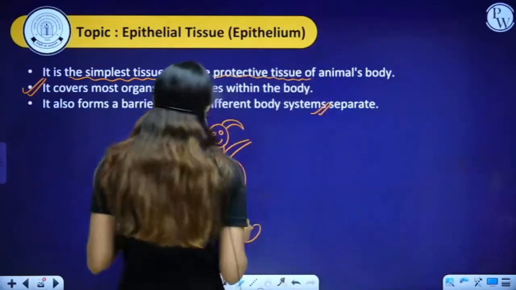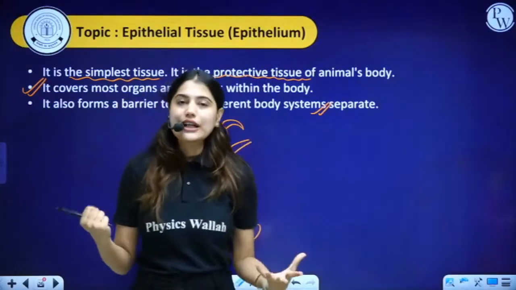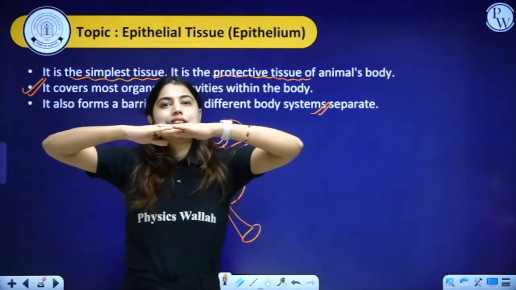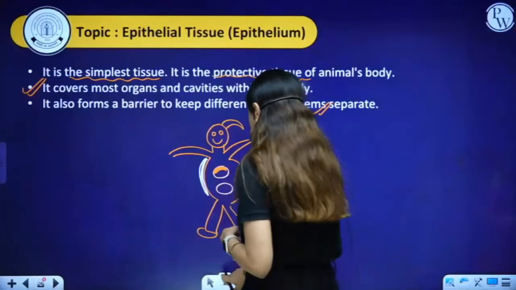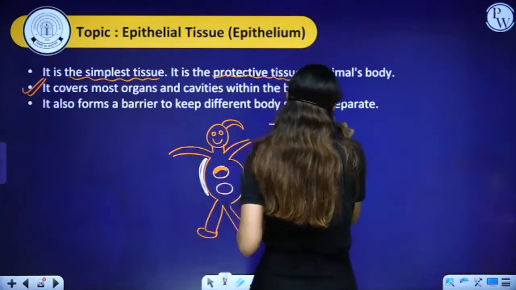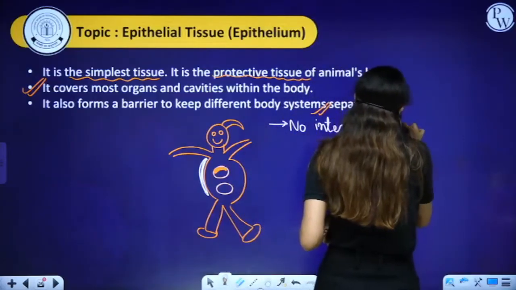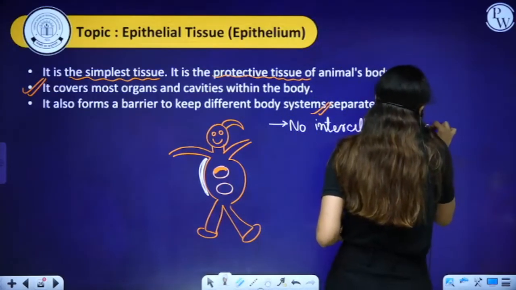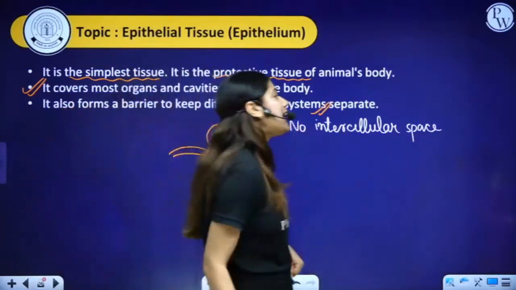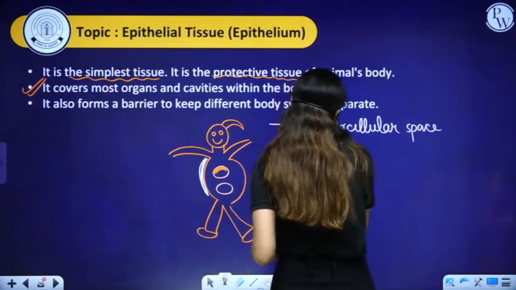So epithelium cells are very continuous and there is no intercellular space. Hence, they form a continuous layer, right? We can mention here there is no intercellular space, that is, the spaces are not there, and hence cells are compactly packed, forming a continuous layer.